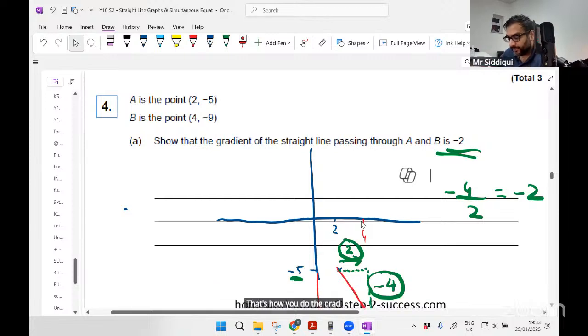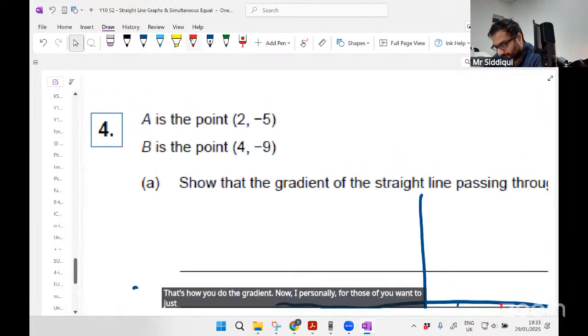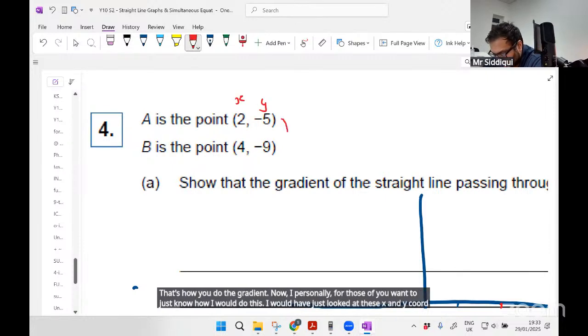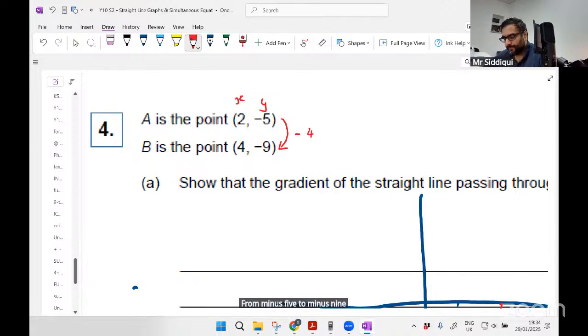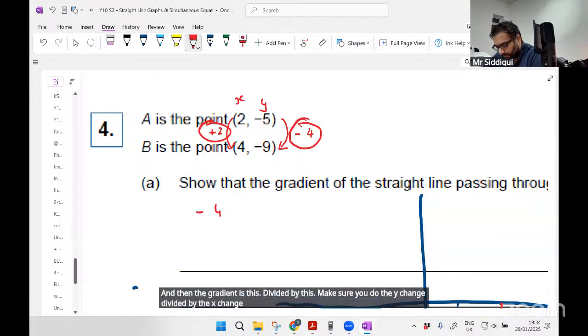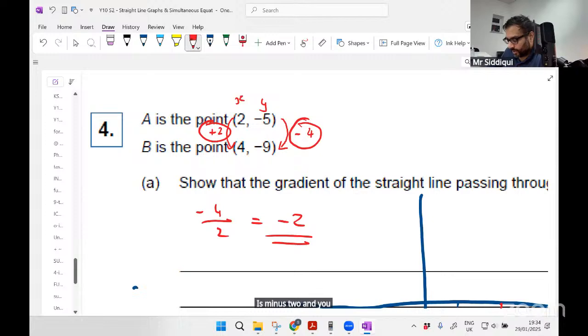Now, for those of you who want to know how I would do this, I would just look at these X and Y coordinates and ask, how do we get from here to here? From minus 5 to minus 9, I take away 4, right? Be careful with your negative numbers. How do you get from 2 to 4? I add 2, right? And then the gradient is this divided by this. Make sure you do the Y change divided by the X change. So minus 4 divided by 2 is minus 2, and you have done it. That's how I would have done that.